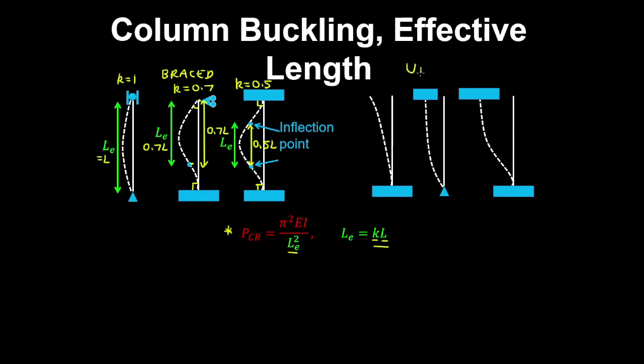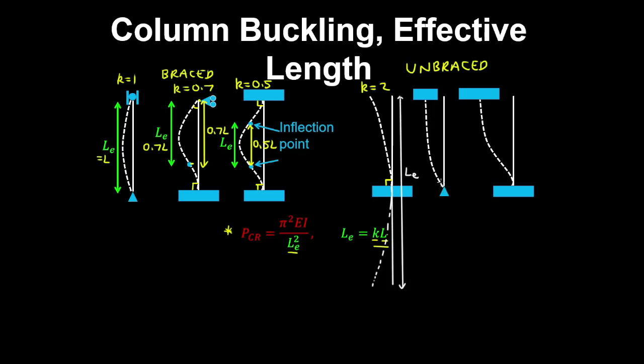Now for the unbraced cases, with the first case being a fixed to a free end, we got k is 2. So this gives an effective length of 2L. And you can visualize this by reflecting the column, so it looks something like this.